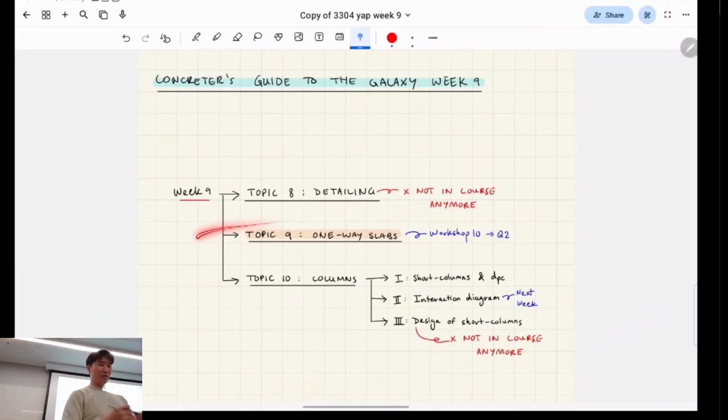But we're going to focus on one-way slab, and there's only really one question that goes into a lot of detail about one-way slabs, and it's in workshop 10, and it's question 2, right?